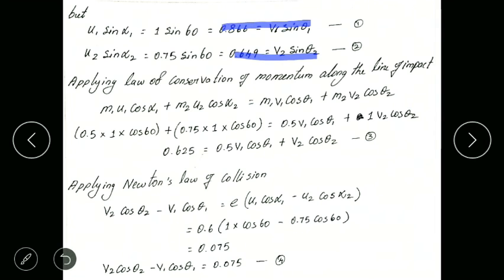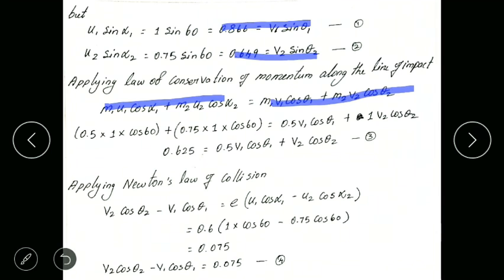Now we can move to the conservation of momentum. The momentum of the two masses before impact is equal to the momentum after impact. We are going to consider the horizontal component alone in the conservation of momentum. So just substitute the values of mass and initial velocity into this equation, and we are going to get this.